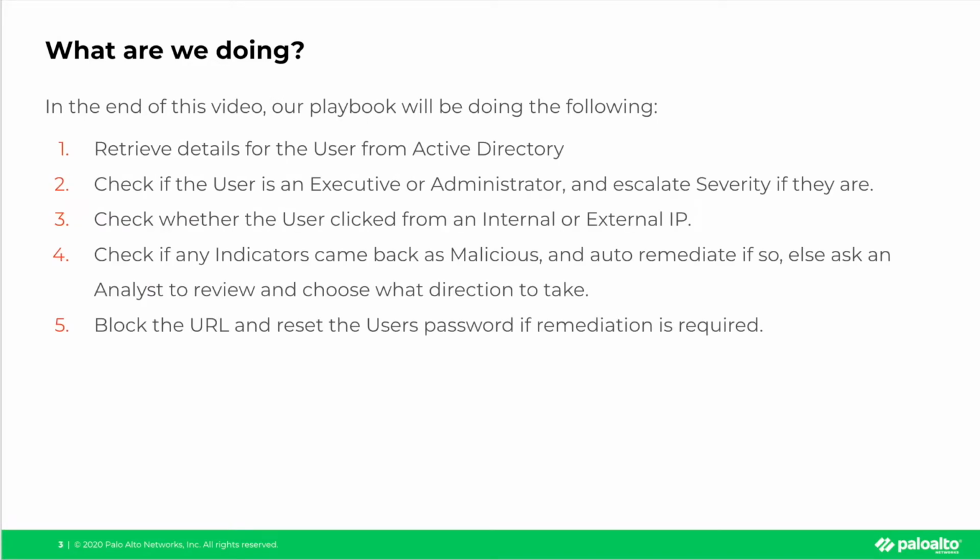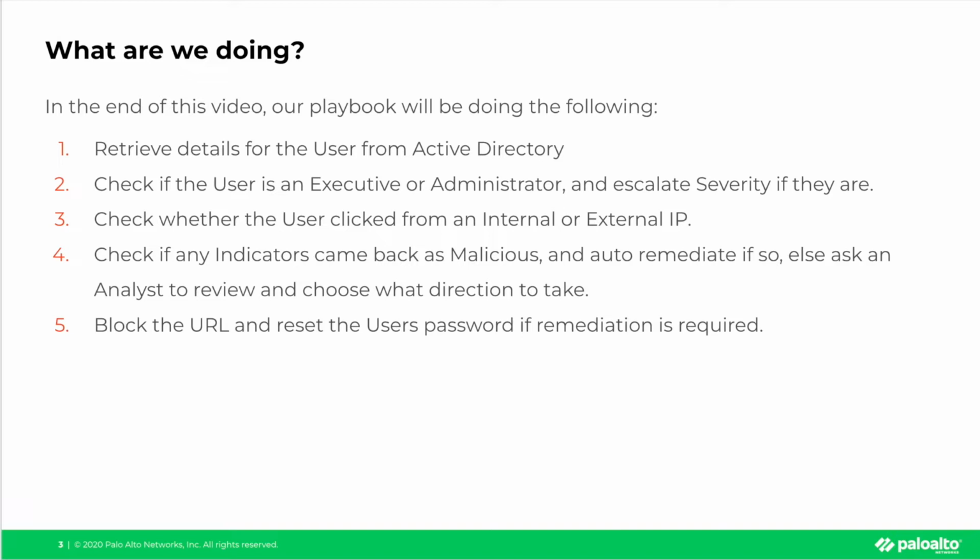Now at the end of this video, our playbook should be doing the following. First, it's going to retrieve the user details from Active Directory. We're going to check if that user is an executive or administrator, and escalate severity as required if they are. Check whether the user clicked from an internal or external IP.